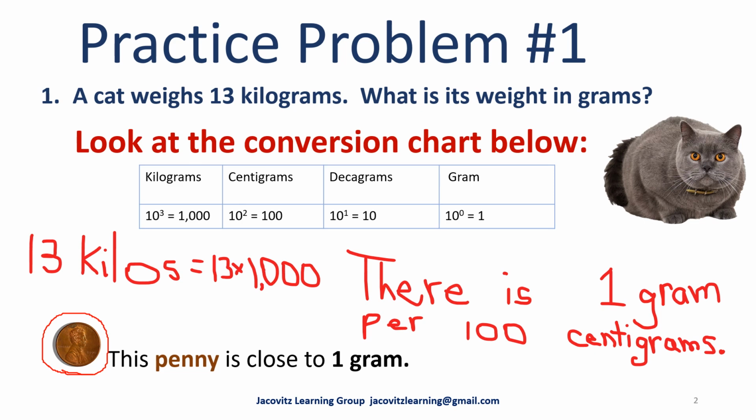So what does it weigh in grams? You can take this centa off and just convert. And you can just remember kilo is 1,000. So it asks you how many grams, and it's 13 times 1,000. And 13 times 1,000 would be 13,000.